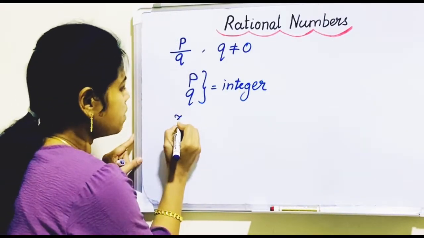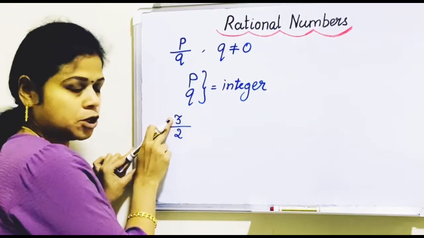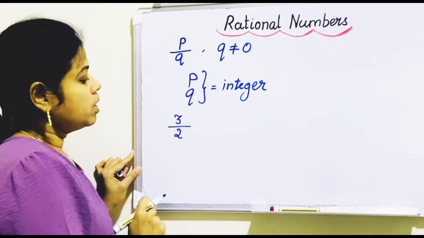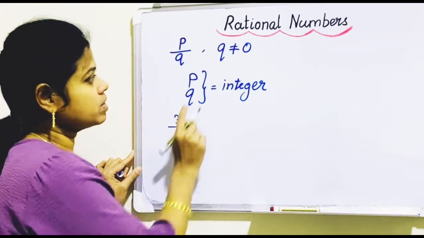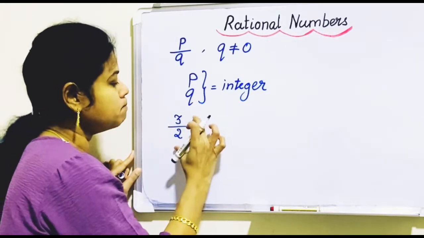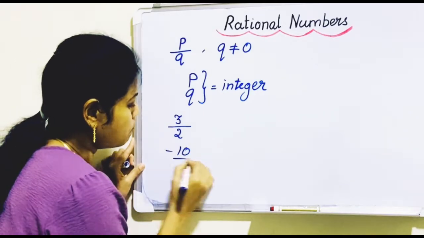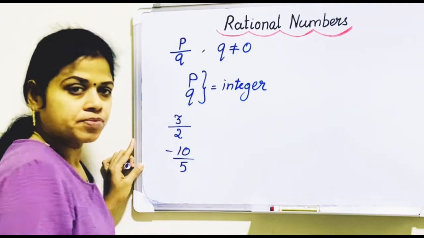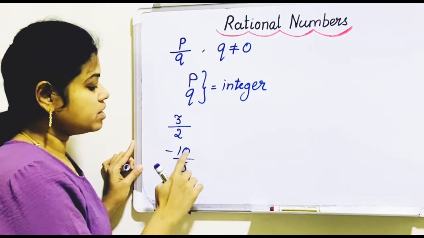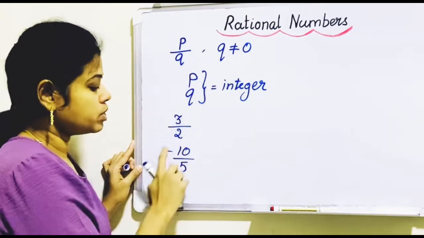An example is 3 by 2. This is a rational number because here the numerator 3 is an integer, the denominator 2 is an integer, and you can see it satisfies the condition that the denominator is not 0. Hence this number, 3 by 2, is a rational number. Minus 10 upon 5 is also a rational number. Here the numerator is an integer, the denominator is an integer, and it is not 0, so it is a rational number.